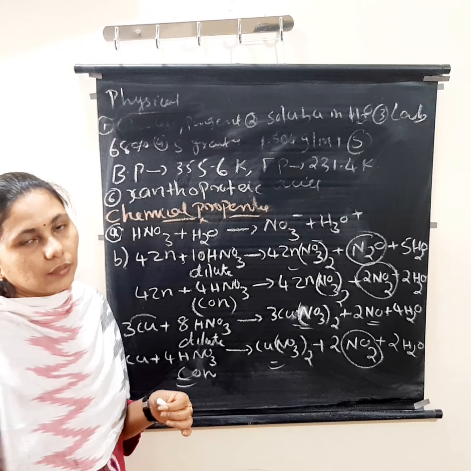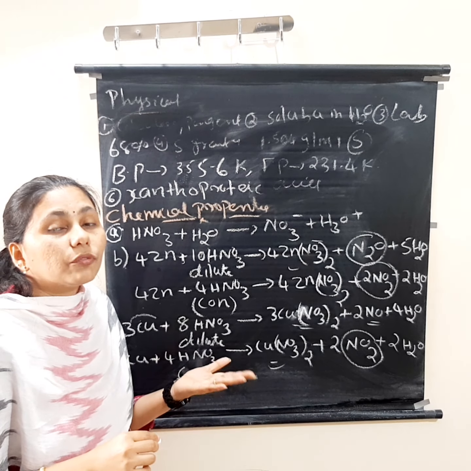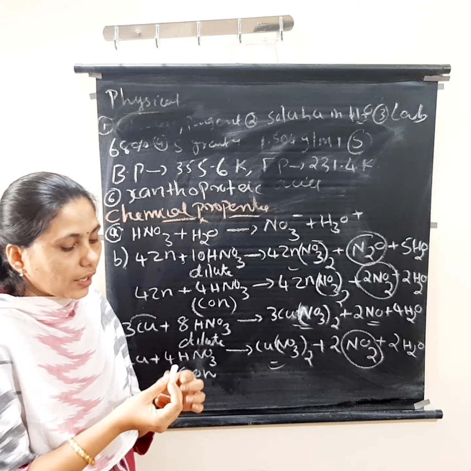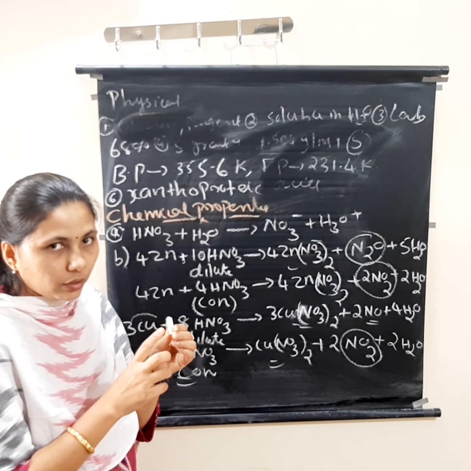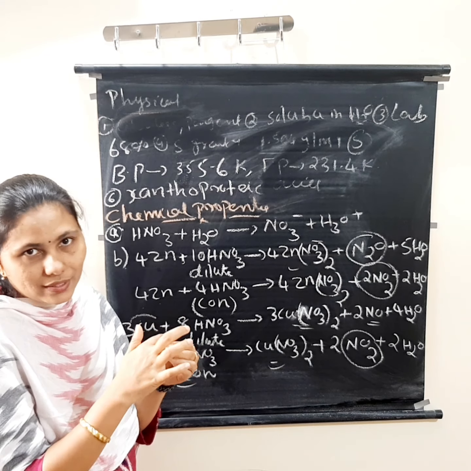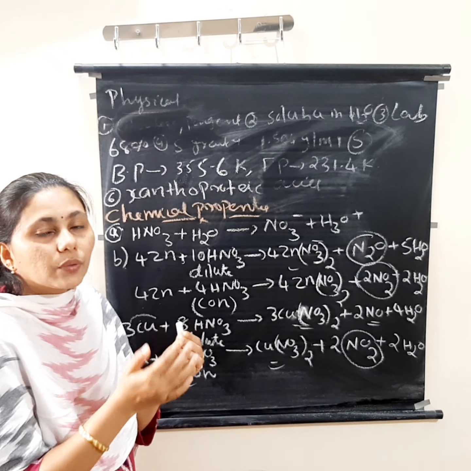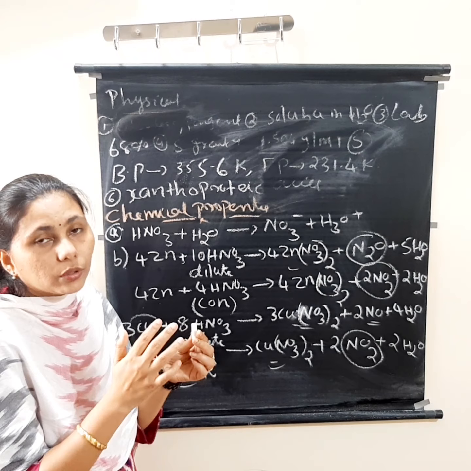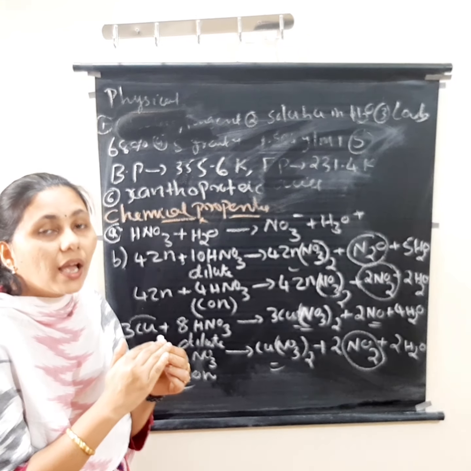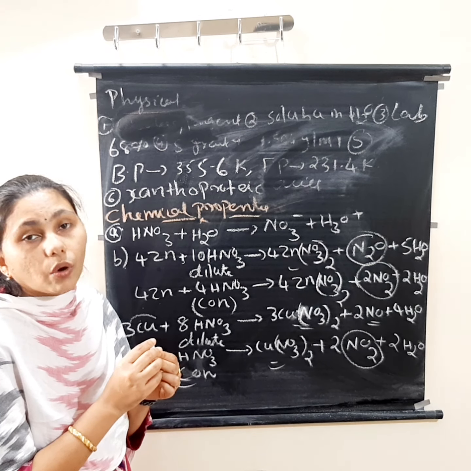Our nitric acid, because chromium and aluminium form a passive metal oxide on their surface. That means if this is aluminium and chromium, it will form a metal oxide coating on its surface. Okay. So that is why this metal cannot be attacked by nitric acid. Okay. And that is known as the passivity of a metal.